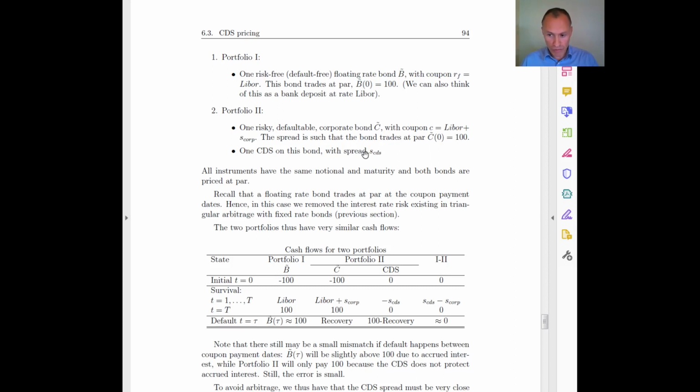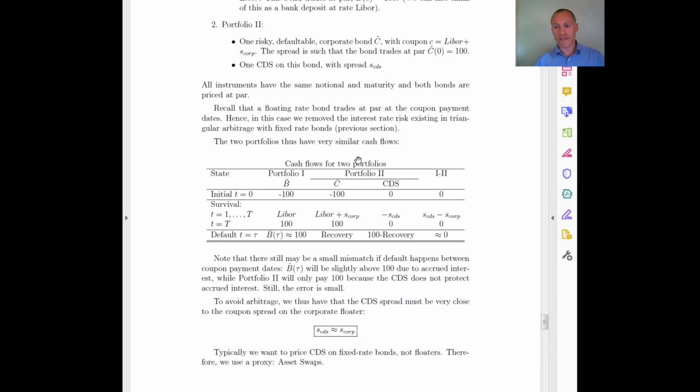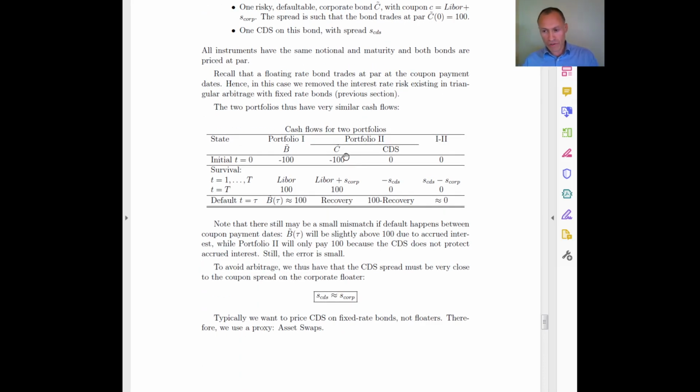And I want to find what should be this spread here, right? So let's do the same exercise as before, compare the cash flows of the two portfolios. So portfolio 1 is the risk-free portfolio. I pay 100 in the beginning, I get LIBOR in every period, 100 at maturity.